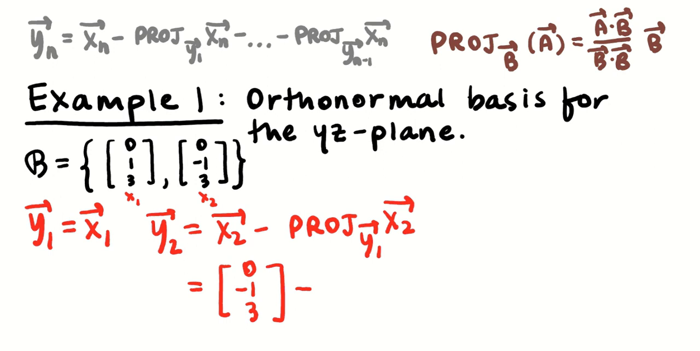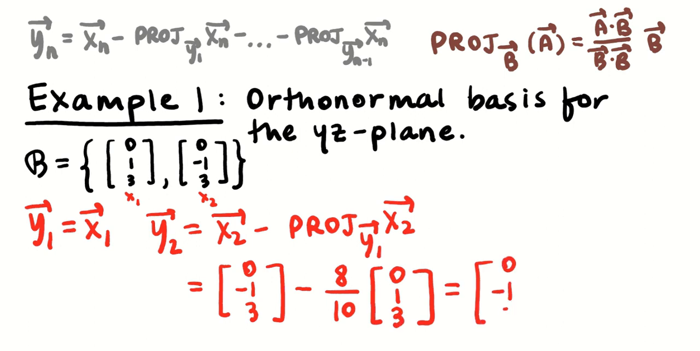And so if I'm projecting x2 onto y1, I will need to dot x2 and y1, so that will be 8 divided by y1 dotted with y1, which is 0 plus 1 plus 9 is 10, times y1. Okay, so y1 is 0, 1, 3, and that's going to be 0, -1, 3 minus 0, 0.8, and 2.4.